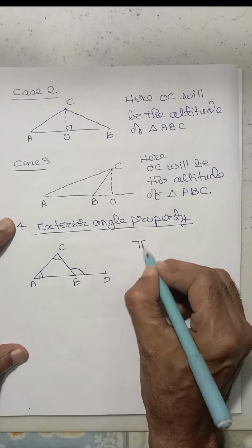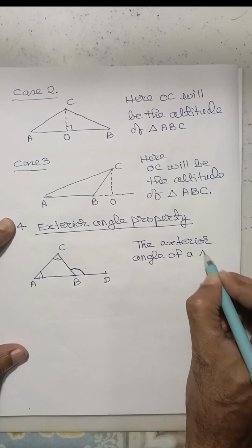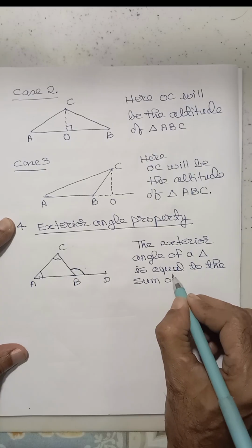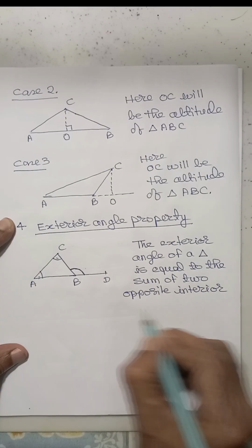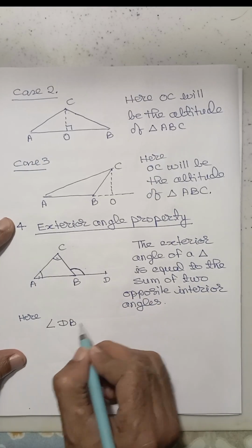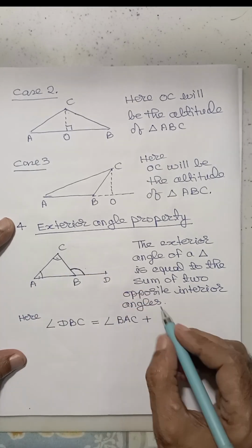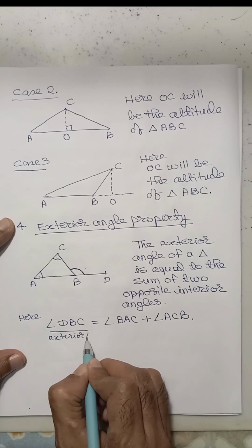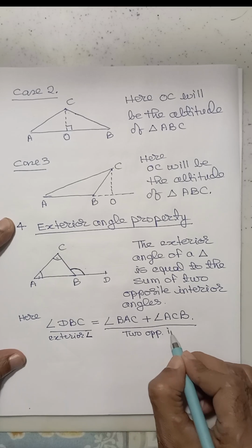So the property is: the exterior angle of a triangle is equal to the sum of two opposite interior angles. So here angle DBC will be equal to angle BAC plus angle ACB. So this is the exterior angle. In short, I am writing angle like this. And these two are the two opposite interior angles.